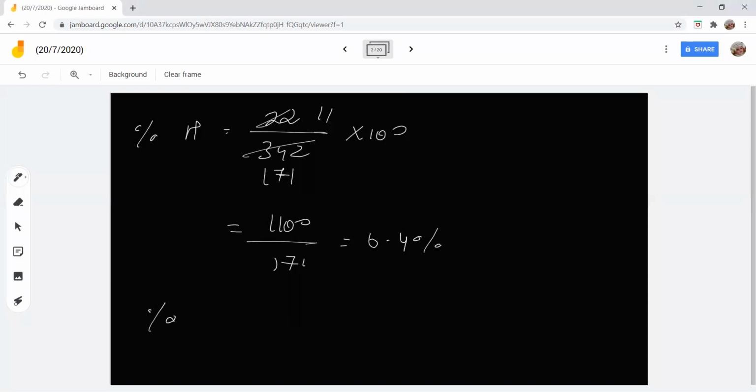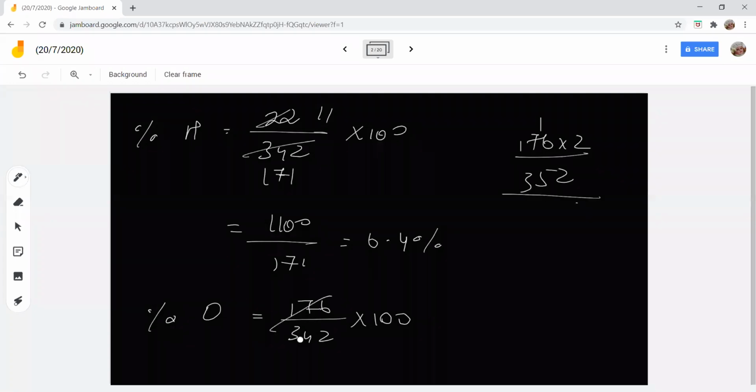Next, percentage of oxygen: 176 divided by 342 into 100. 176 into 2 is 352, correct? 176 into 1.8 or 1.9 will be 342. Actually it will be 1.9. So then 100 by 1.9. 100 by 2 will be 50. The nearest whole number for 1.9 is 2.